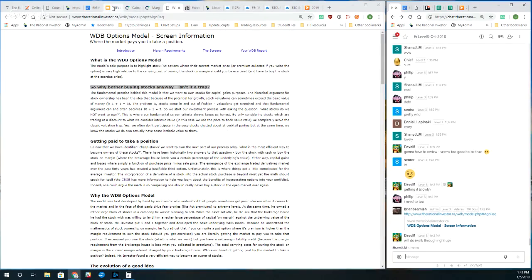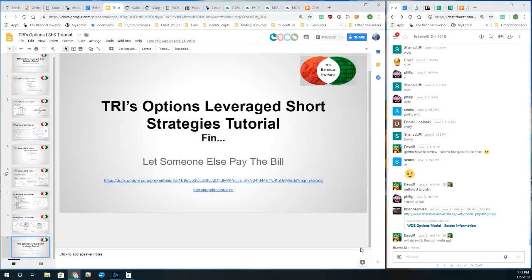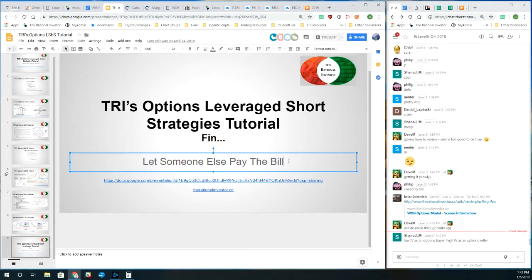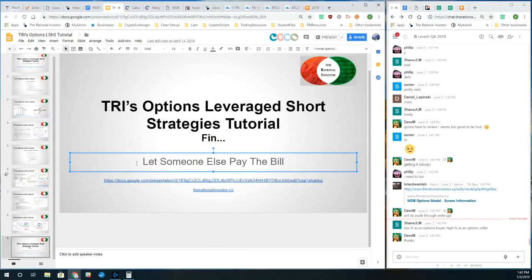Okay, why don't we leave today's class at that? As you can see, TRI's option leverage short strategies let someone else pay the bill. Do you get it now? Why, if we can find high implied volatilities, we can actually get the market to even finance ownership of these positions. It's a lot of fun.